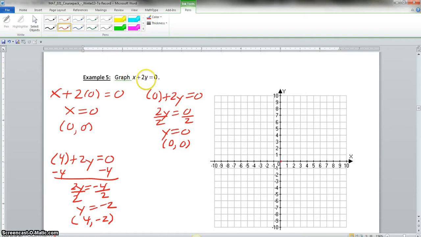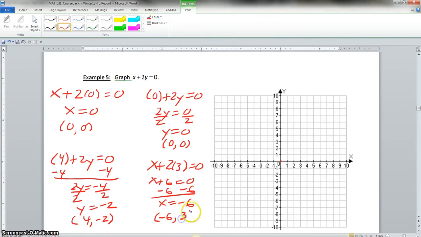Now we could go back here. Let's do y here. Let's make y 3. So we could say x plus 2 times 3 is equal to 0. So it'll be x plus 6 equals 0. We subtract 6 on both sides, and x is equal to negative 6. So our ordered pair, x is negative 6 and y is 3.